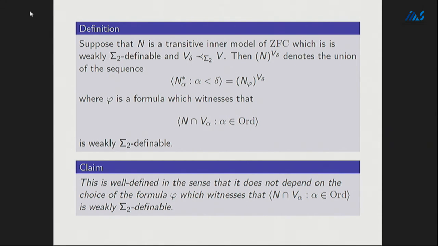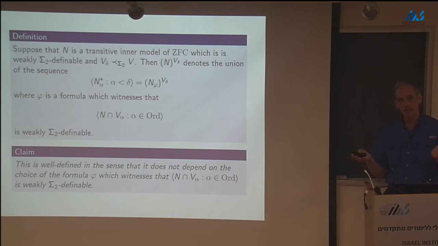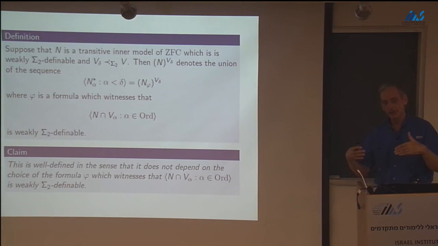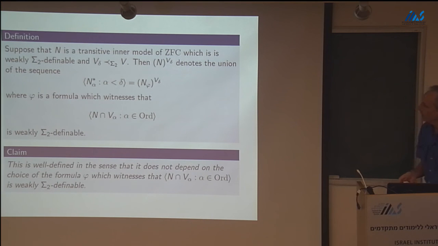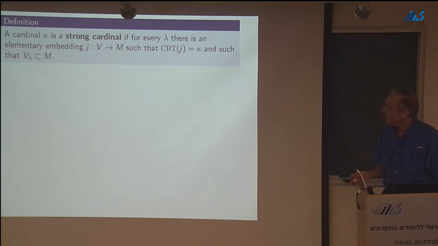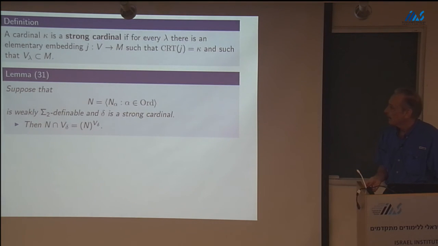So if we have a weakly Sigma_2 definable transitive class, we can unambiguously interpret it in V_delta for any delta which is a Sigma_2 elementary substructure of V. Okay, a cardinal kappa is a strong cardinal if for every lambda there's an elementary embedding from V into M with critical point kappa such that V_lambda is included in M. If you have a strong cardinal and N is weakly Sigma_2 definable, then N intersect V_delta is N as computed in V_delta.